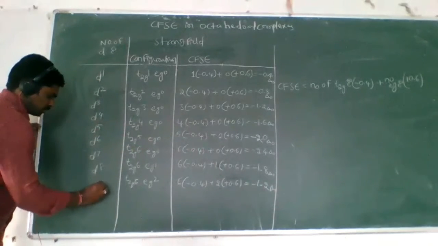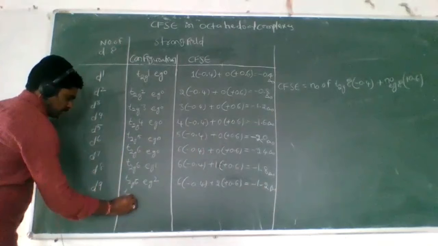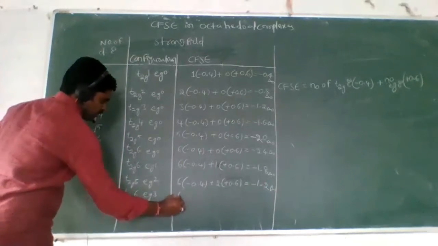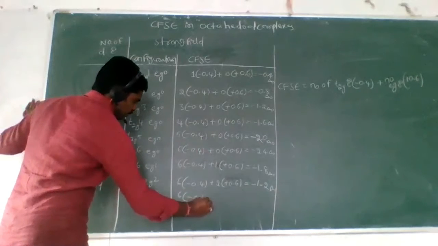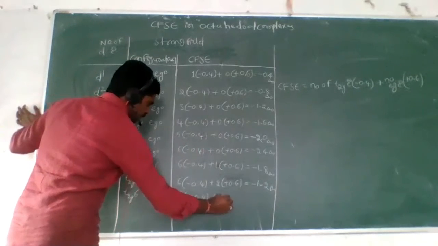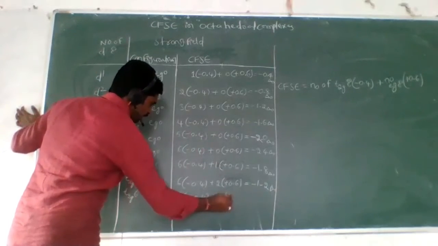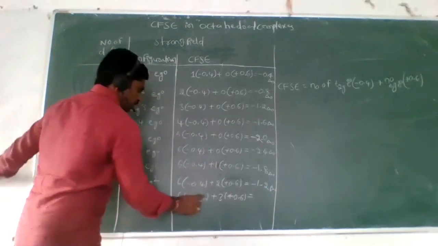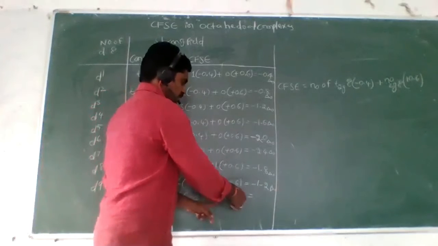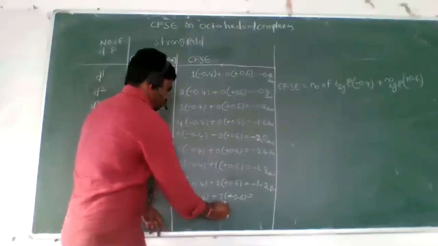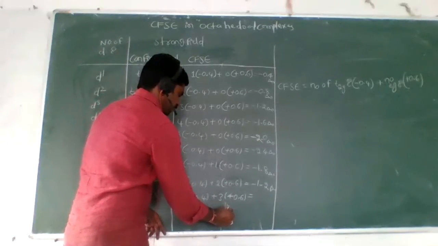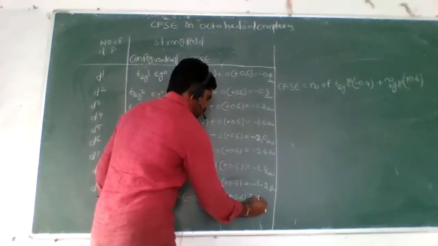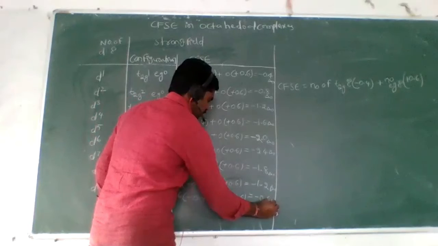If 9 electrons: T2g6 EG3. So 6 times minus 0.4 plus 3 times plus 0.6, that is 24, and 3 sixes are 18. 24 minus 18 is 6, so minus 0.6 delta naught.